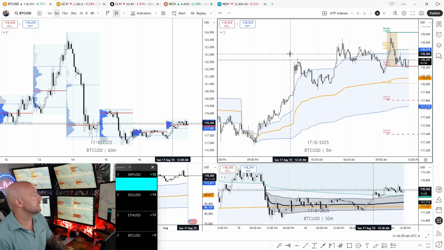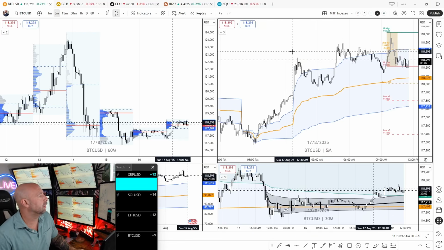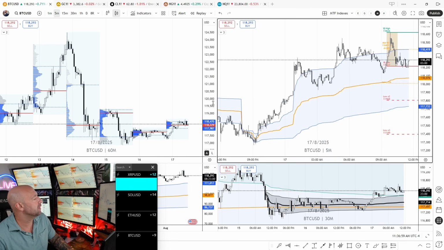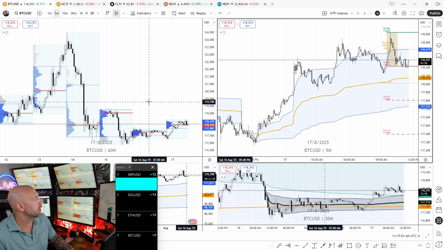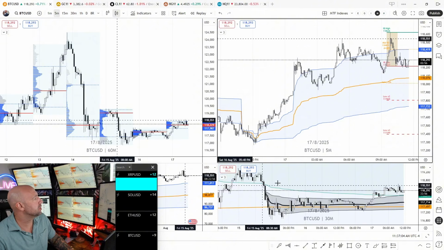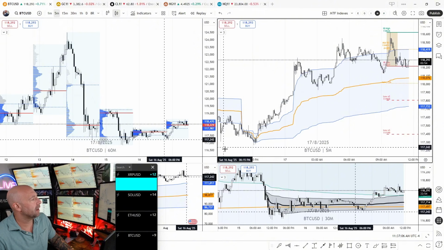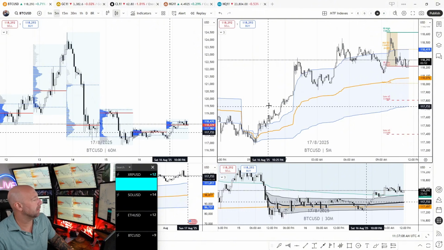Okay, traders, let's dive in. So this is my usual trading layout on TradingView. All right, I call it my quad chart. I'm going to go over these separate charts, what they are, what time frames, what I'm looking for.